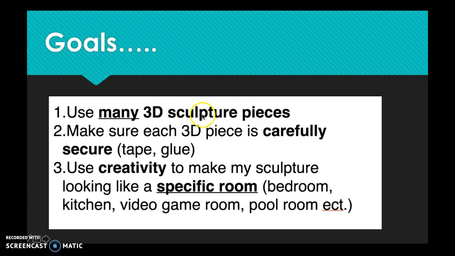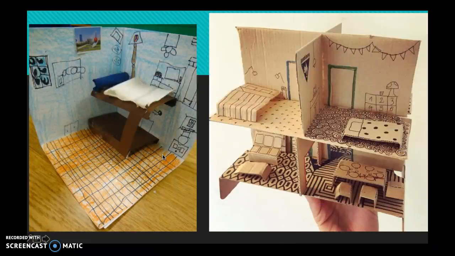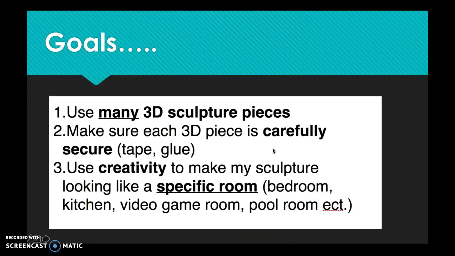So using many sculpture techniques, and I just said you need to use at least 5 techniques, to make many sculpture pieces for your room. You are also going to make sure that each of those pieces is carefully secure. So that means we're using tape or glue to attach them so that they're not kind of falling out of your room. They should be really nice and secure. Everything should stay put together in your room.